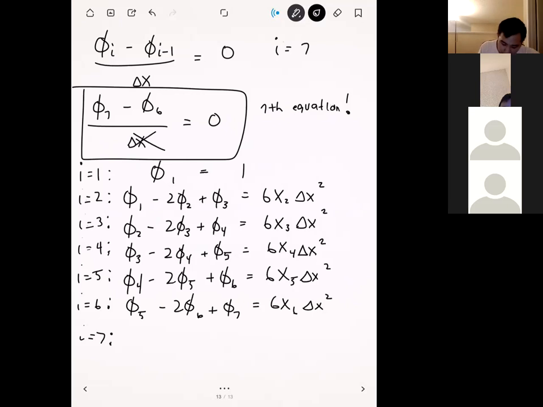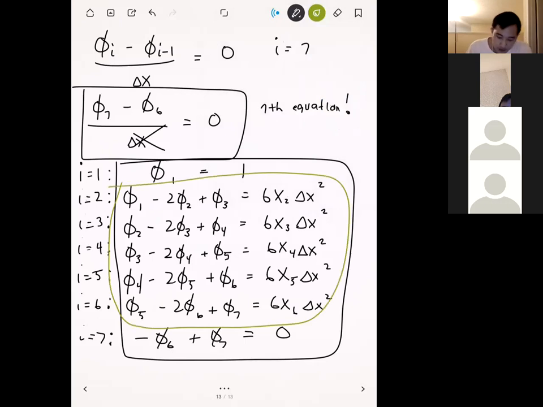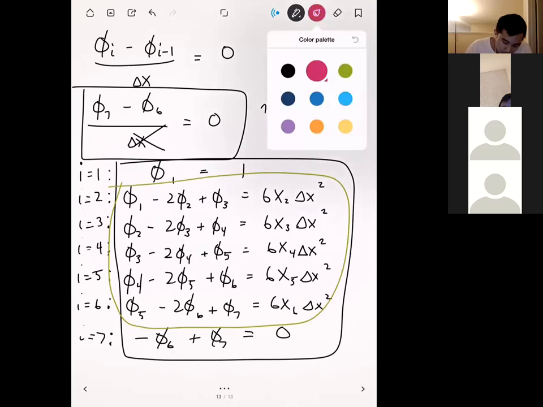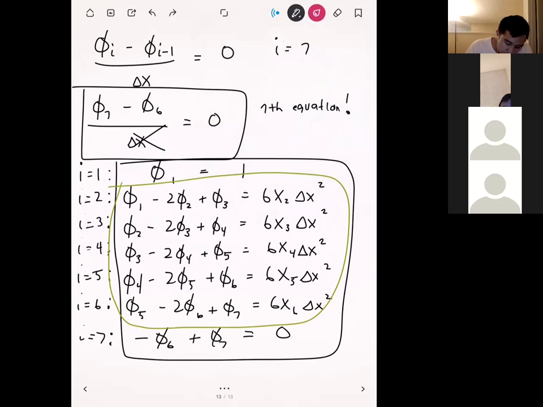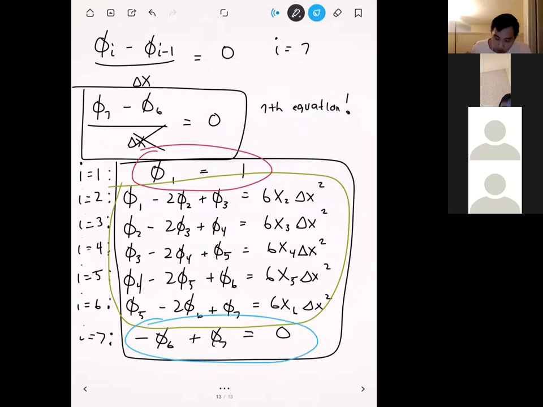Let me cancel out delta x from both sides. And we have minus phi 6 plus phi 7 is equal to 0. And so here are our 7 equations for our 7 unknowns. Remember, we got 5 of these equations from our finite difference approximation. We got 1 of these equations from the Dirichlet boundary condition. And then we got our last equation here from our Neumann boundary condition.